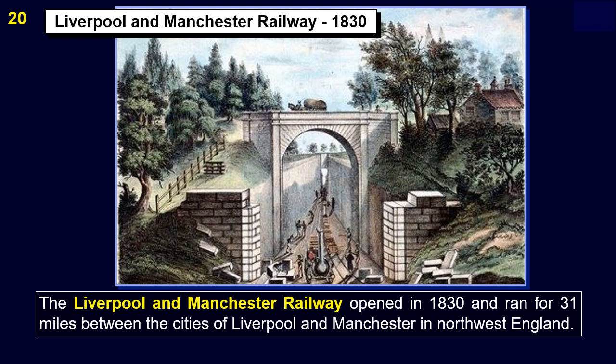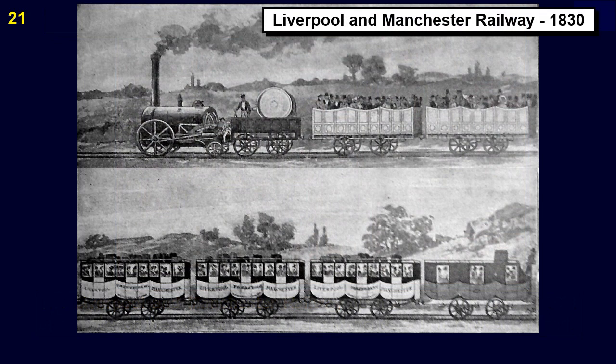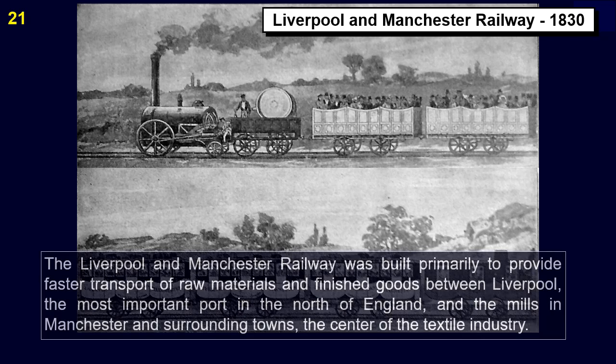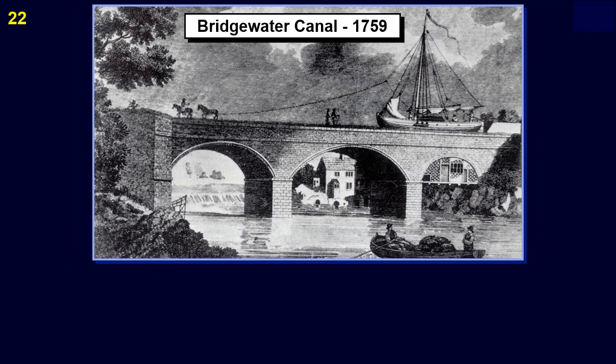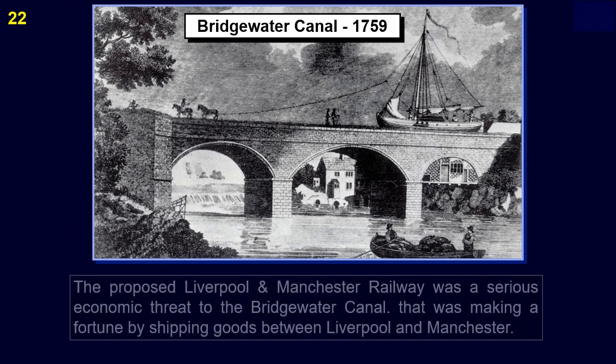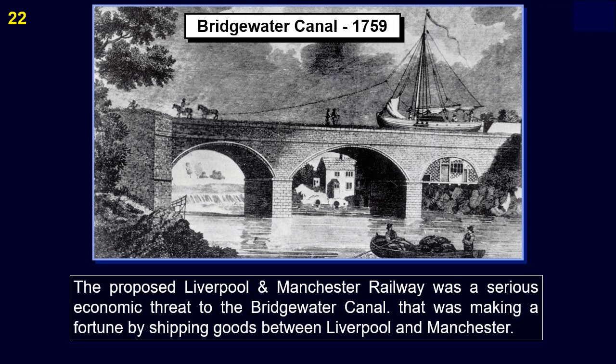in northwest England. The Liverpool and Manchester Railway was built primarily to provide faster transport of raw materials and finished goods between Liverpool, the most important port in the north of England, and the mills in Manchester and surrounding towns, the centre of the textile industry. The proposed Liverpool and Manchester Railway was a serious economic threat to the Bridgewater Canal that was making a fortune by shipping goods between Liverpool and Manchester.